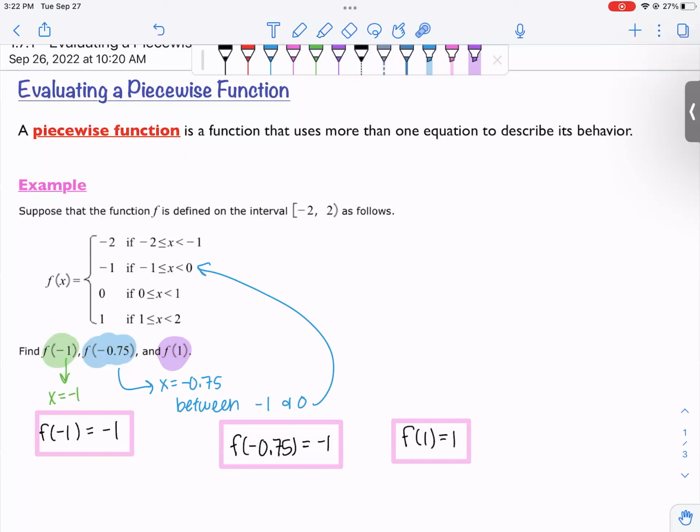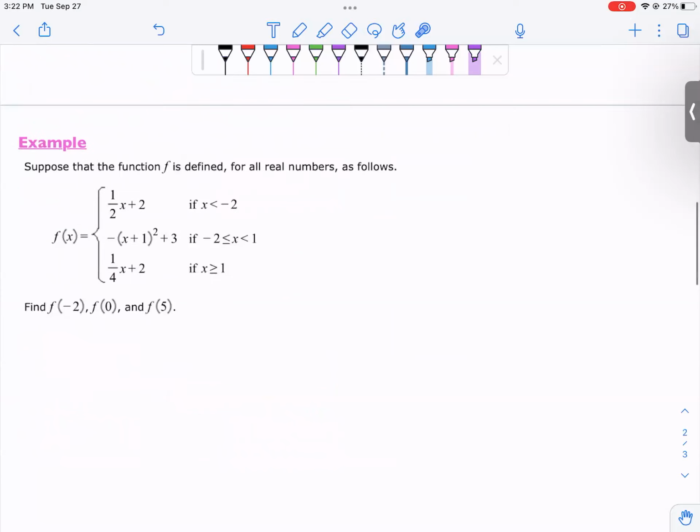So basically, you would be using any of these different portions based upon the x value that you see inside of the function notation. Let's do some more. These are all just evaluating. That's what we're doing.